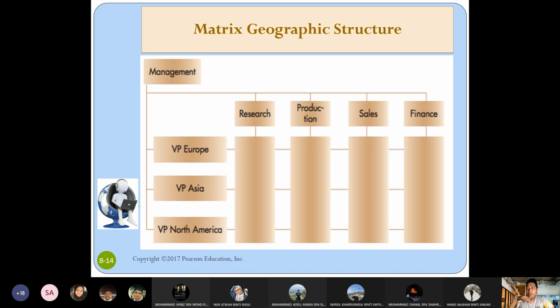You can focus and get results faster than when using the area or product structure, because you can focus. If you have a problem with the research and development department, just go to the research and development department. Same goes for Asia and North America. If they have a problem with the sales department, you just go straight to the sales department.